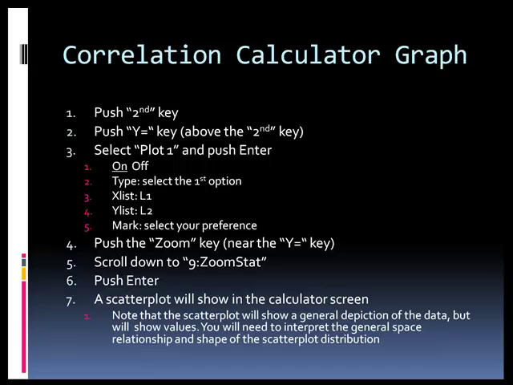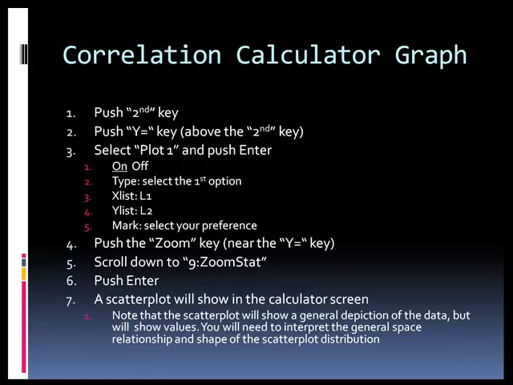Scroll down to type. There's 2 rows. You want to choose the one on the top left, which kind of looks like a mountain, but it's basically for your scatter plot. Scroll down for your X list, put in L1. Your Y list, put in L2. And in terms of your mark, if you want a circle, a plus sign, or a dot, that's up to you. So go ahead and keep that.